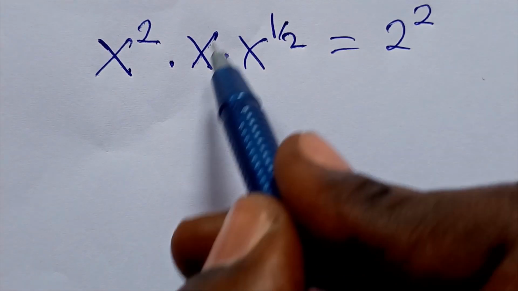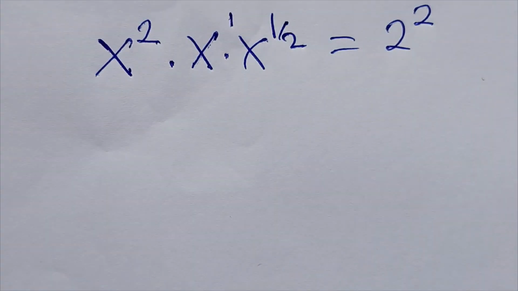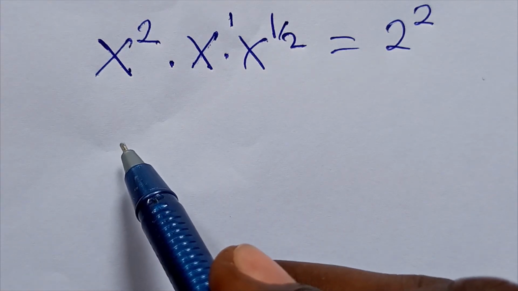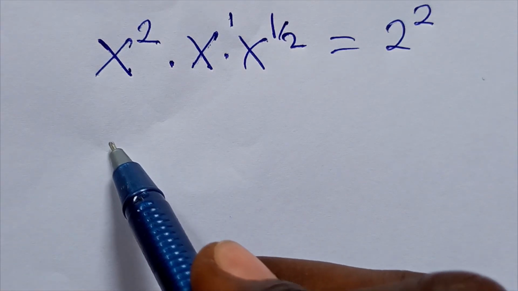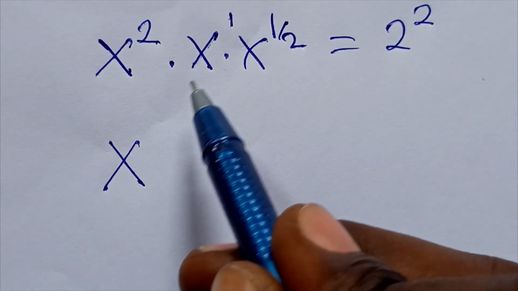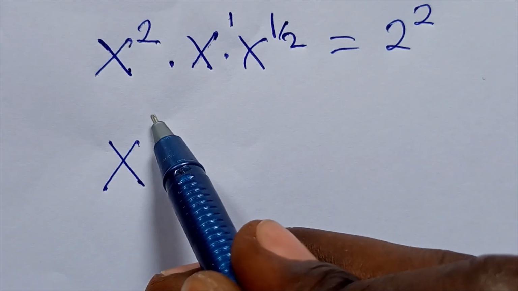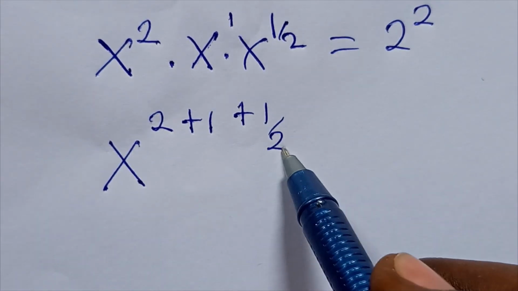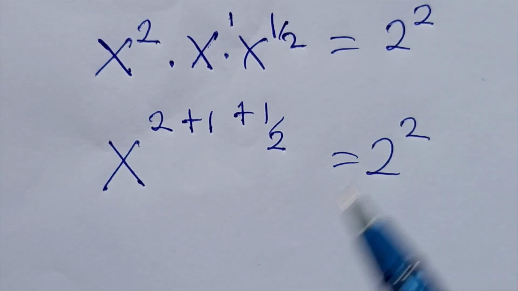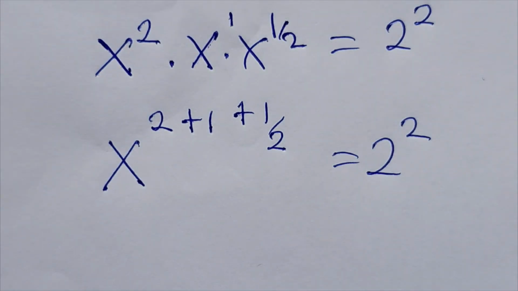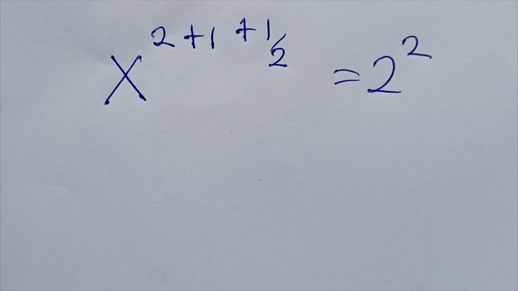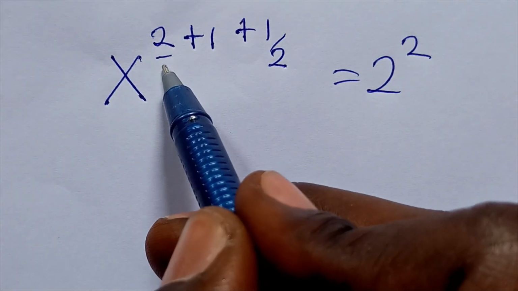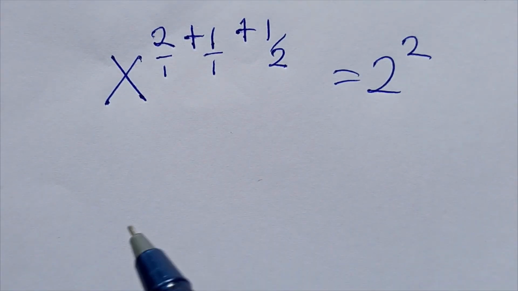If this is what we have, this naturally is to the power of 1. Hence we can sum the powers since we have the same base. So it's x to the power of 2 plus 1 plus half equals 2 squared. Okay, so this is what we have. This is the same as x to the power of 1.